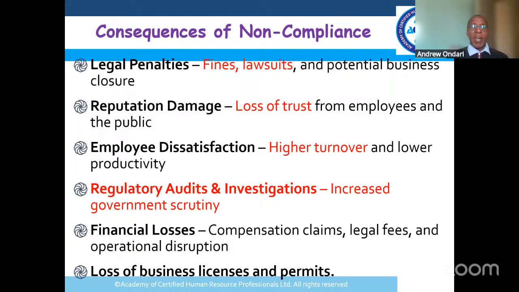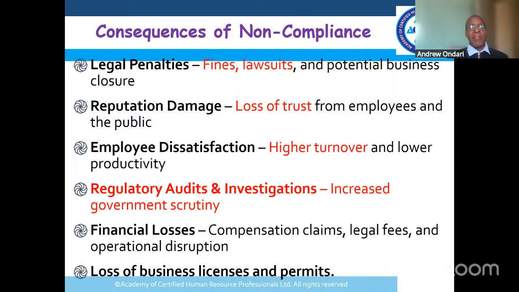So we should be aware of our actions because there are legal penalties. The other consequence is the reputation, where the brand name is lost, nobody trusts the organization anymore. How does this come about?